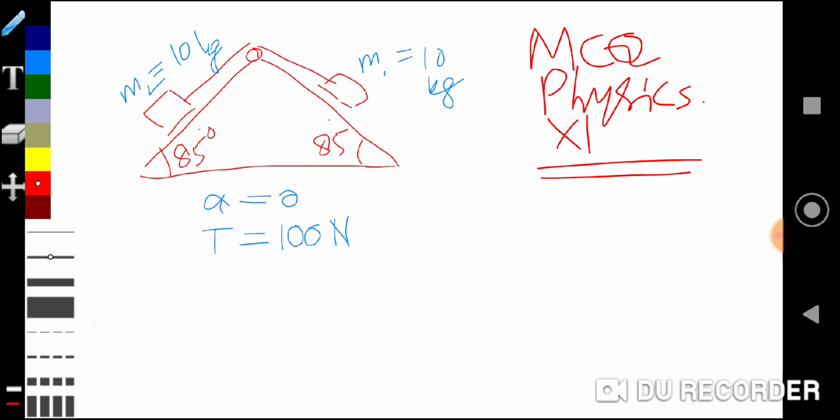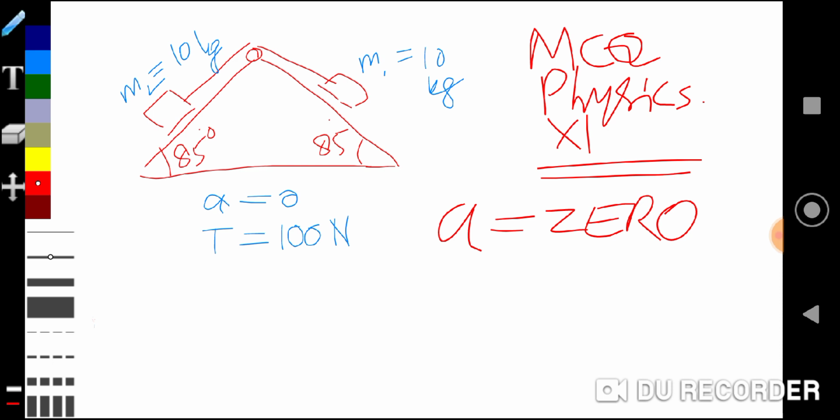following 85 degrees on both sides, with a mass of 10 kilogram on both sides, and you are asked its acceleration as well as the tension. What should be the acceleration and tension? Very simple. When the masses are equal and the angles are also equal, then in this case you must keep in your mind that acceleration will be equal to 0. There will be no acceleration.